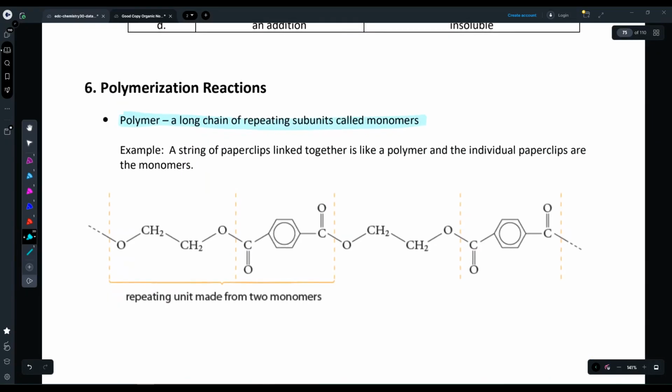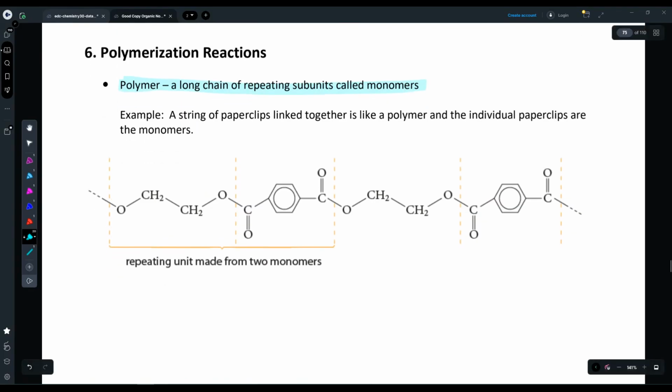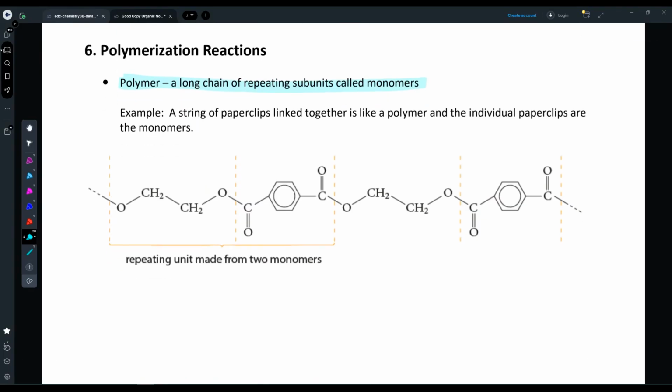If you wanted to relate it to something a little more tangible, you could think of a string of paper clips that are linked together. The entire string is like the polymer, and the individual paper clips are the monomers. When you're looking at a polymer and trying to pick out what the monomers are, you're effectively just looking for the repeating sequences.